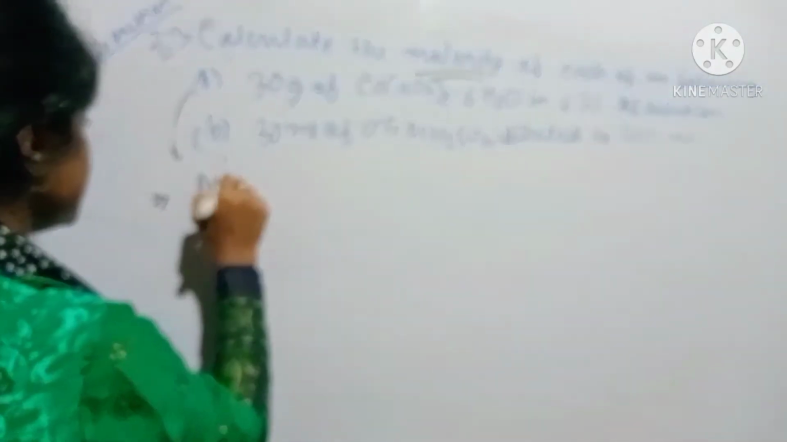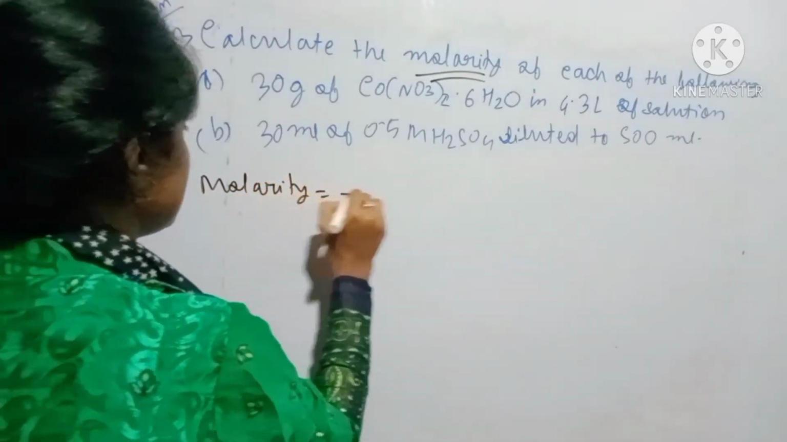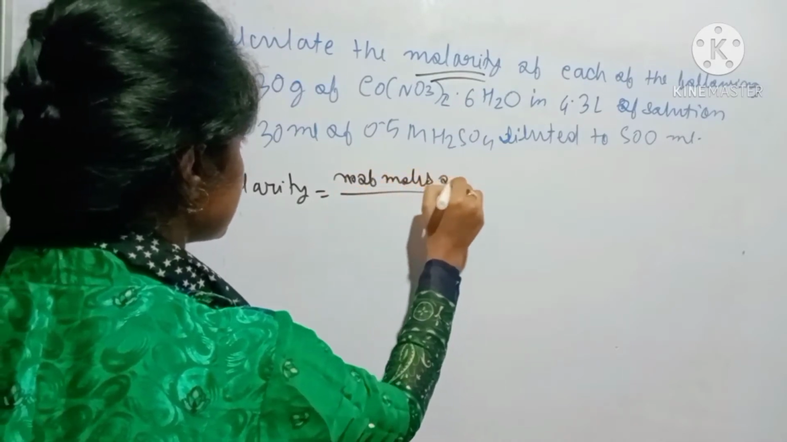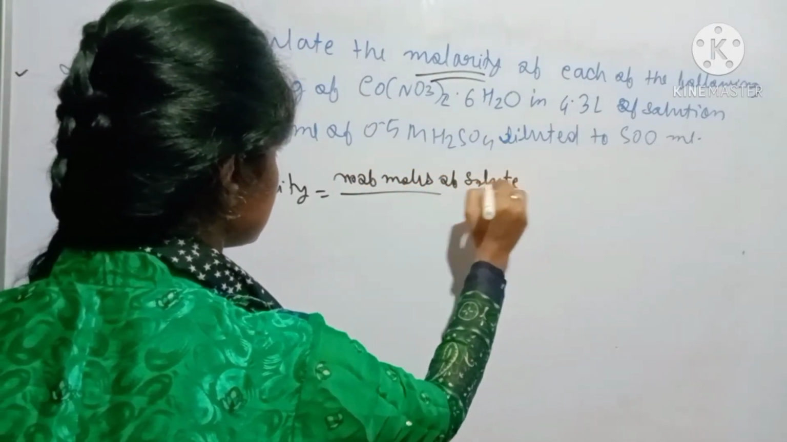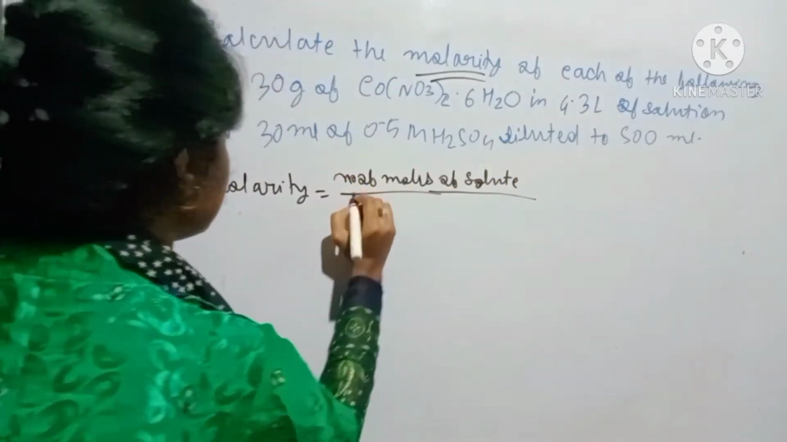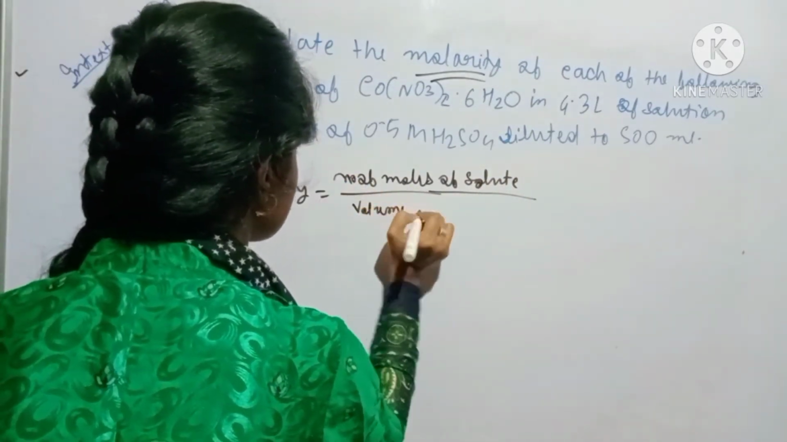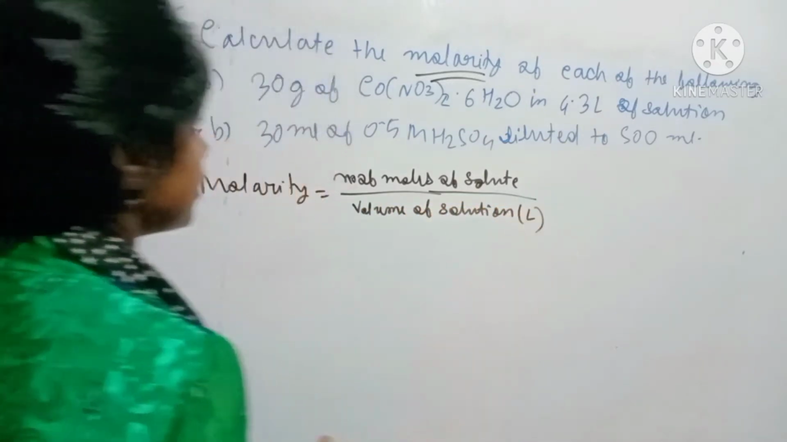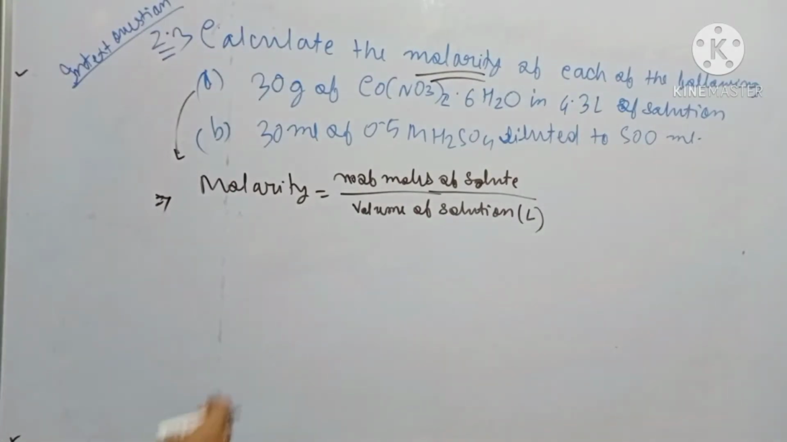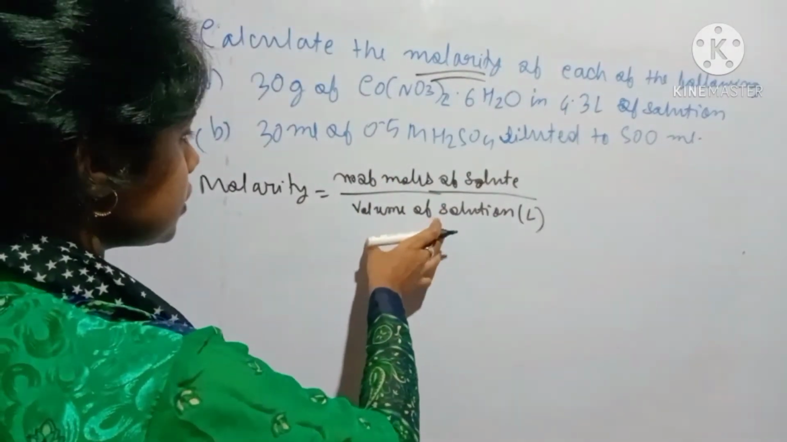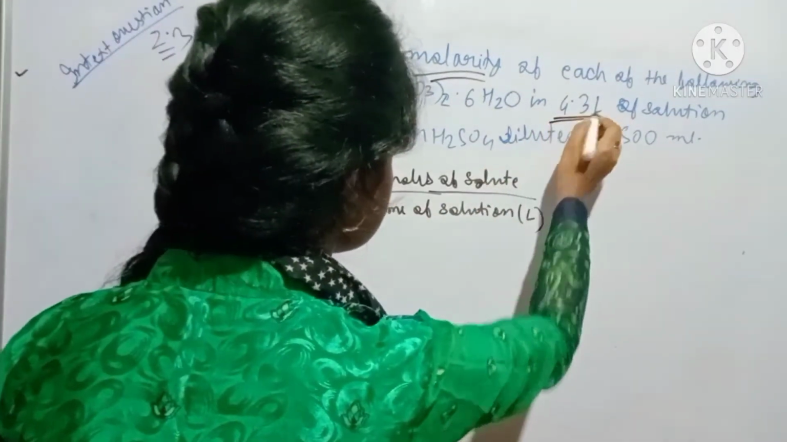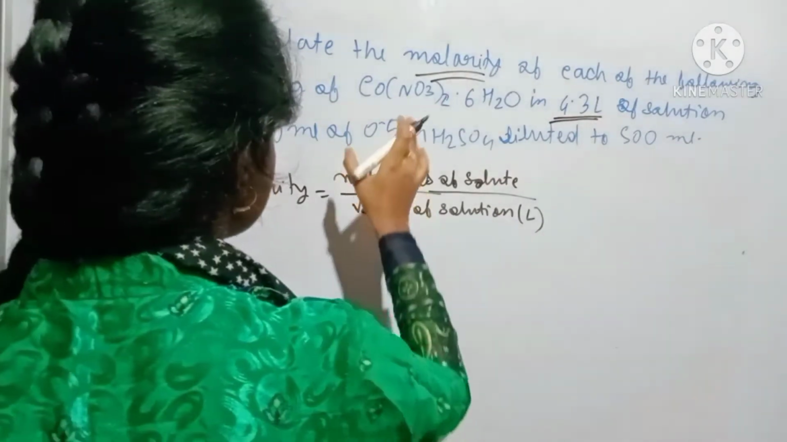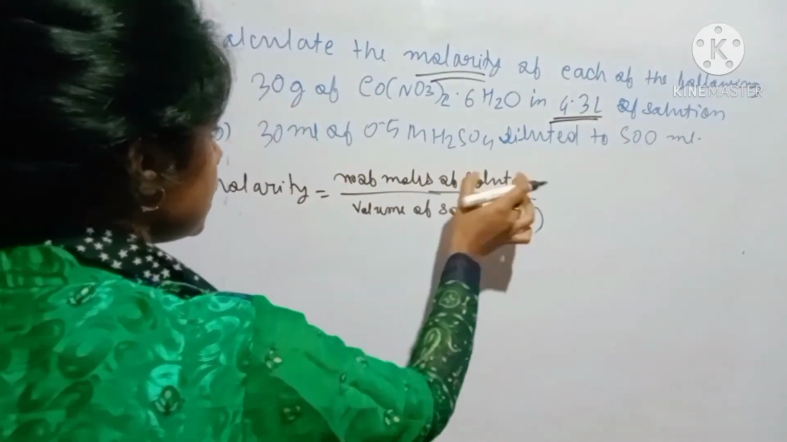Okay, so we know that molarity equals number of moles of solute divided by volume of solution in liter. Okay, so for that we know the volume of solution. It's 4.3 liter and it's already in liter, so no need for transformation. And here we have to calculate the moles of solute.